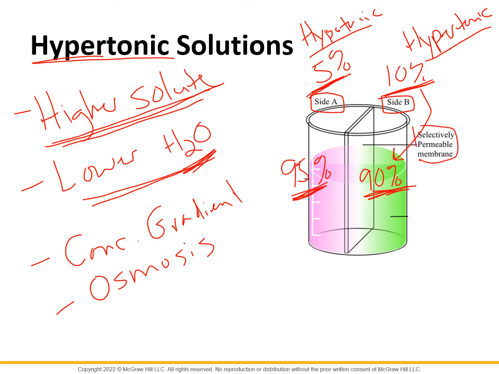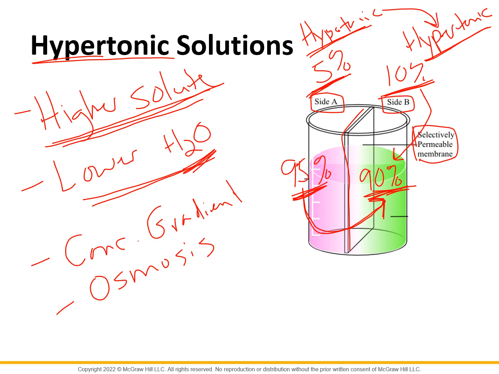So here is your semi-permeable membrane, selectively permeable membrane. You have a concentration gradient. Diffusion moves from the area of high concentration to the area of low concentration. So the direction of osmosis is going to be from the hypotonic solution to the hypertonic solution. And it always moves that way because the hypotonic solution is always going to have the higher concentration of water and the hypertonic is going to have the lower concentration of water.